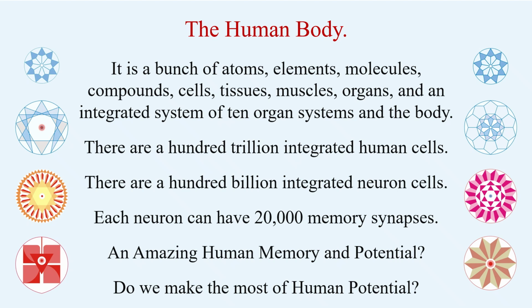Now come to the question of the human body. Let me make it very clear. It is a bunch of atoms, elements, molecules, compounds, cells, tissues, muscles, organs and an integrated system of 10 organ systems and the body. This is what Rigveda is talking about. This is what Aitareya Upanishad is talking about. We are the mineral kingdom, then went through the plant kingdom to the animal kingdom to the human being level.